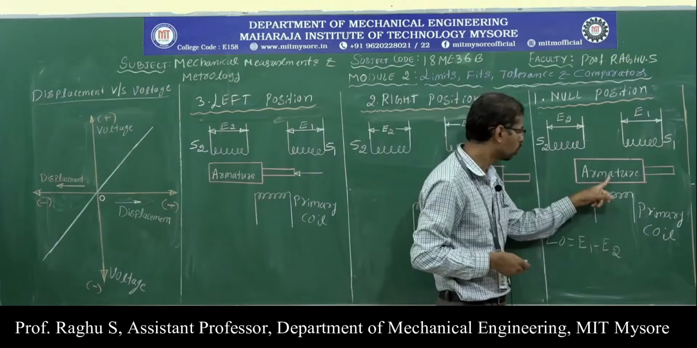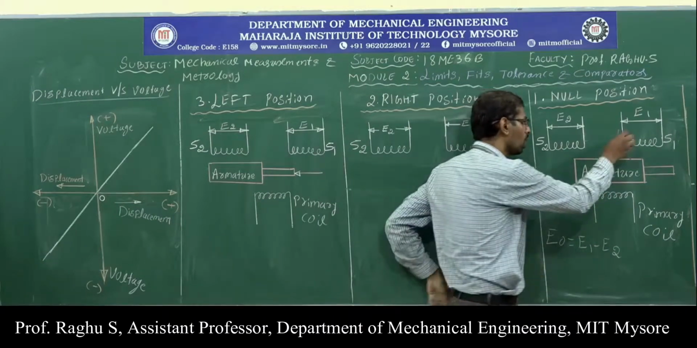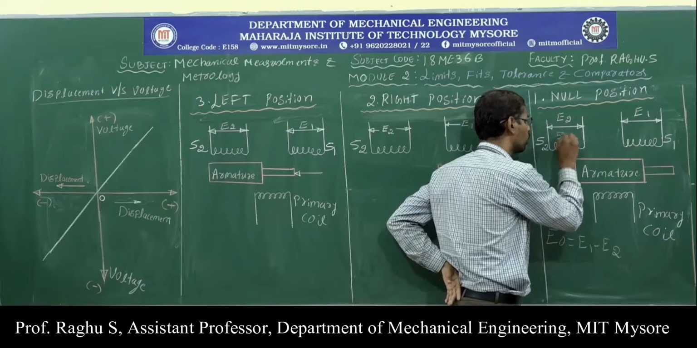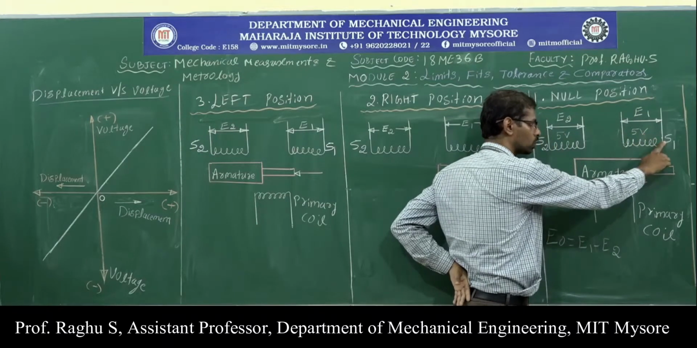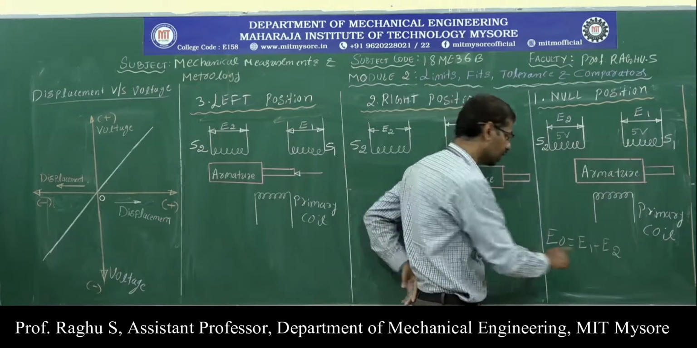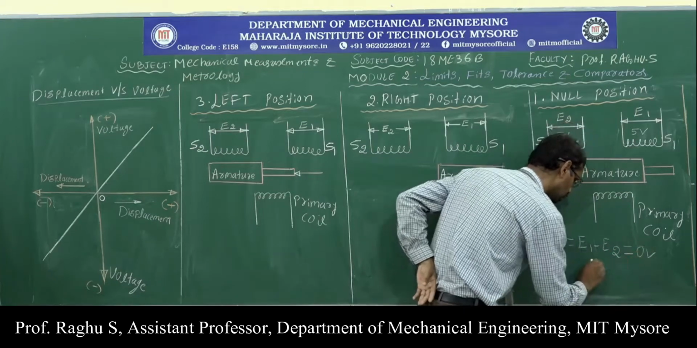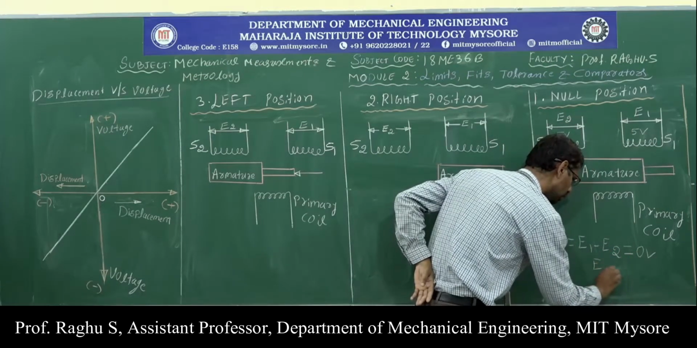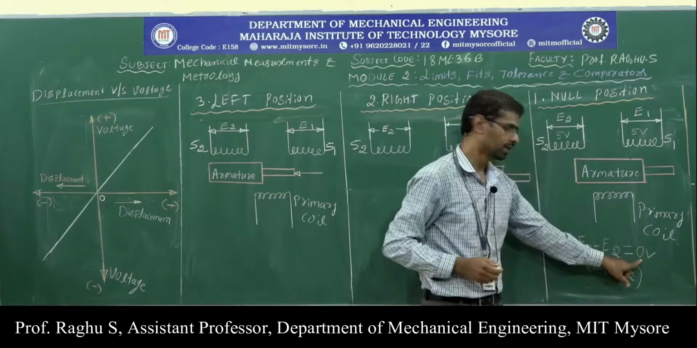Now, already I told you, when the armature is at the center of the tube, an equal amount of voltage is induced in coil 1 and coil 2. For example, 5 volt induced in S1 and 5 volt induced in S2, then what is the differential voltage? E1 minus E2, which is equal to 0 voltage, because here E1 is equal to E2. Therefore, we are getting 0 voltage.